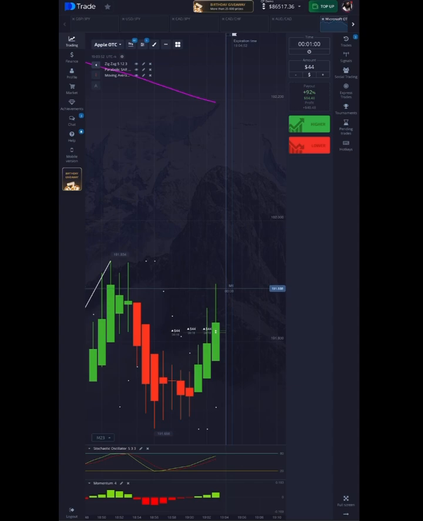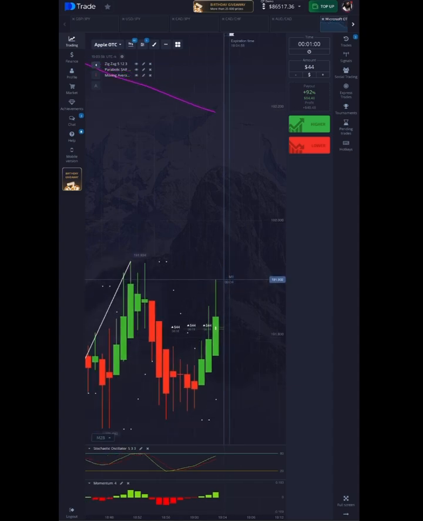Now, if you do get the cross and the dot before you have the momentum bar going in your favor, that's okay. You just have to wait until it's either green for a buy or red for a sell, whichever way you're trying to trade.